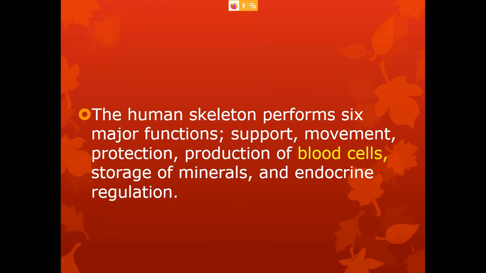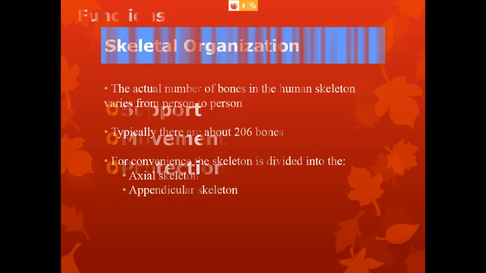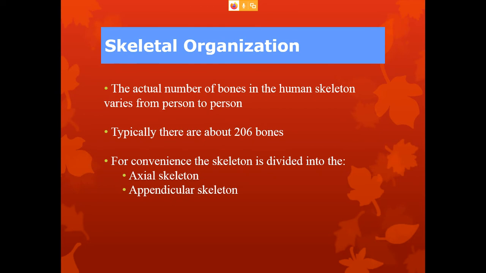Then the human skeleton performs six major functions: support, movement, production of blood cells, storage of minerals, and endocrine regulation. Then we can identify the skeletal organization. The actual number of bones in the human skeleton varies from person to person. Sometimes you may identify occasional bones in the hand and in the foot as well, such as pisiform bones.